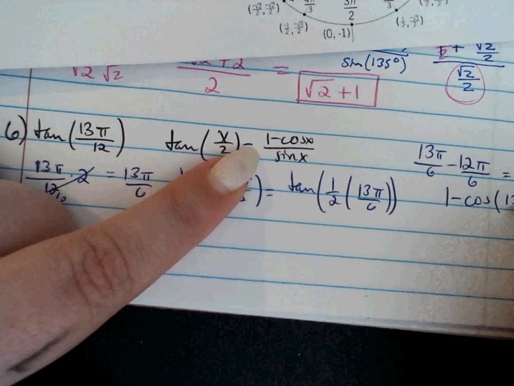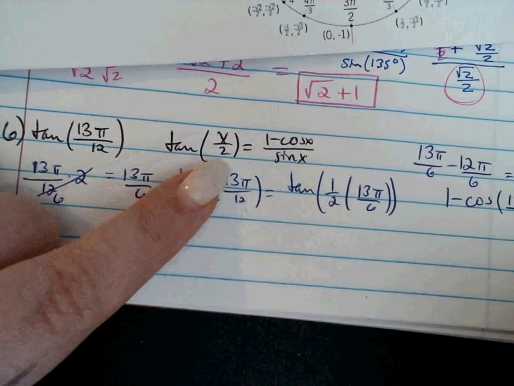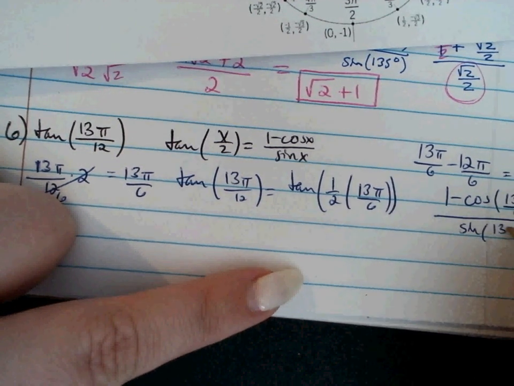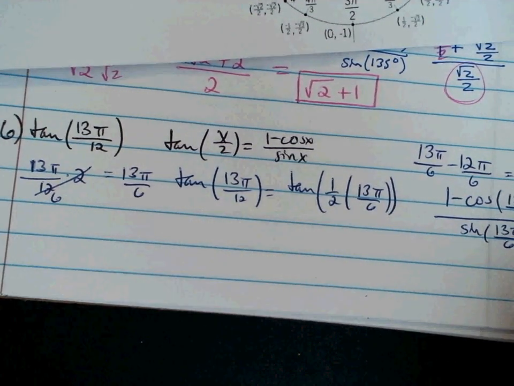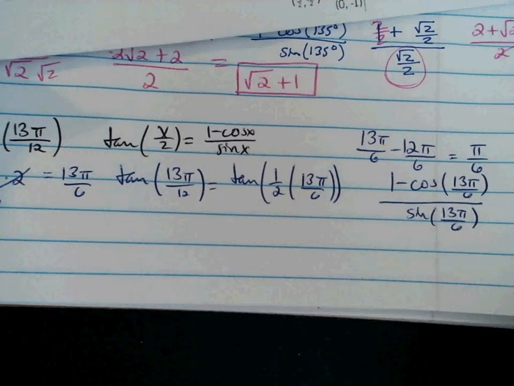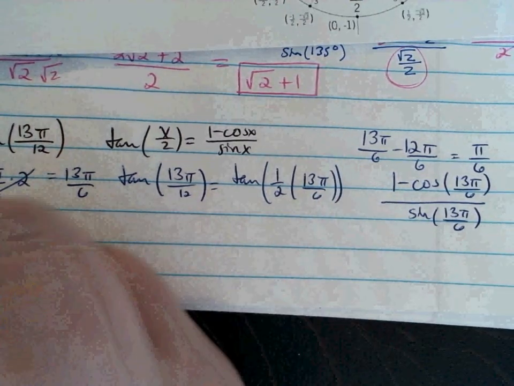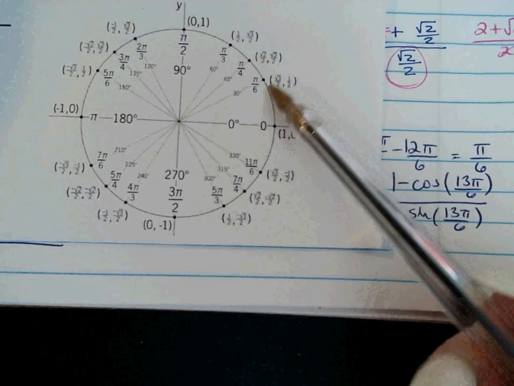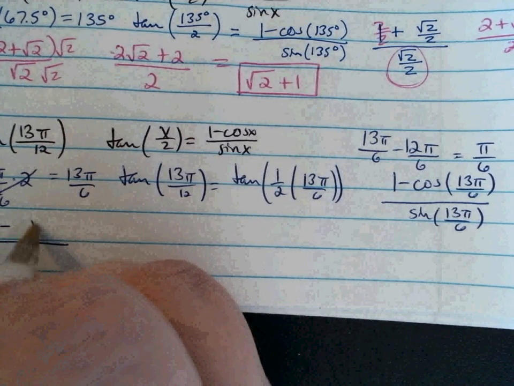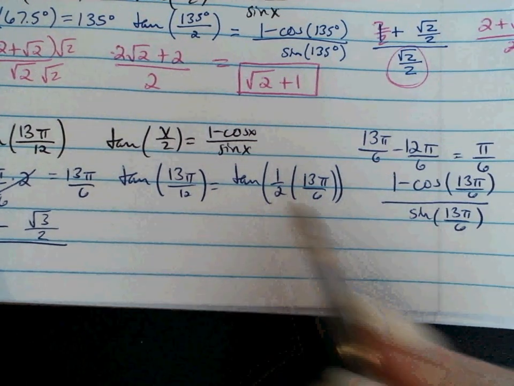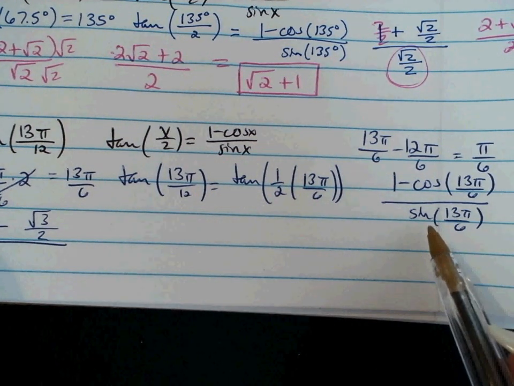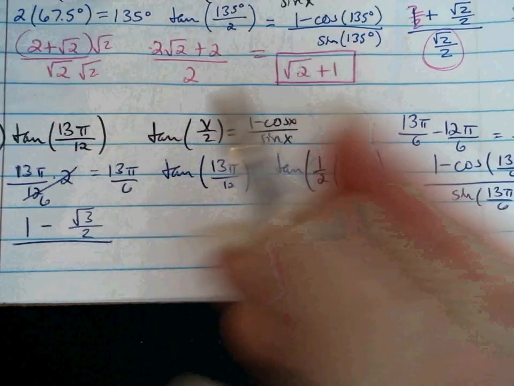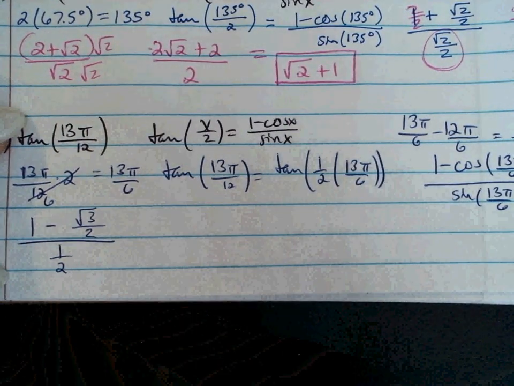1 minus cosine of 13 pi over 6, because whatever angle I cut in half, that's what I plug into here, divided by sine of 13 pi over 6. But again, 13 pi over 6 might as well be pi over 6. So 1 minus cosine of pi over 6 is square root of 3 over 2. And divided by sine of 13 pi over 6, which might as well be pi over 6. And sine of pi over 6 is 1/2.